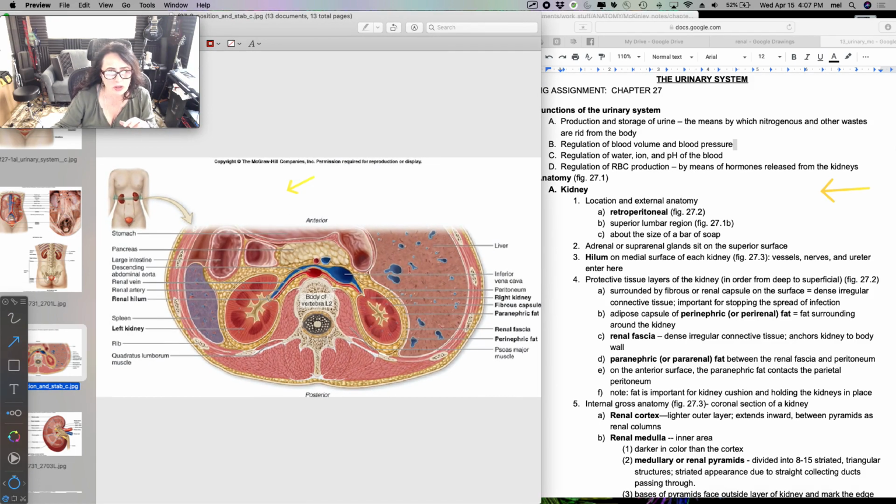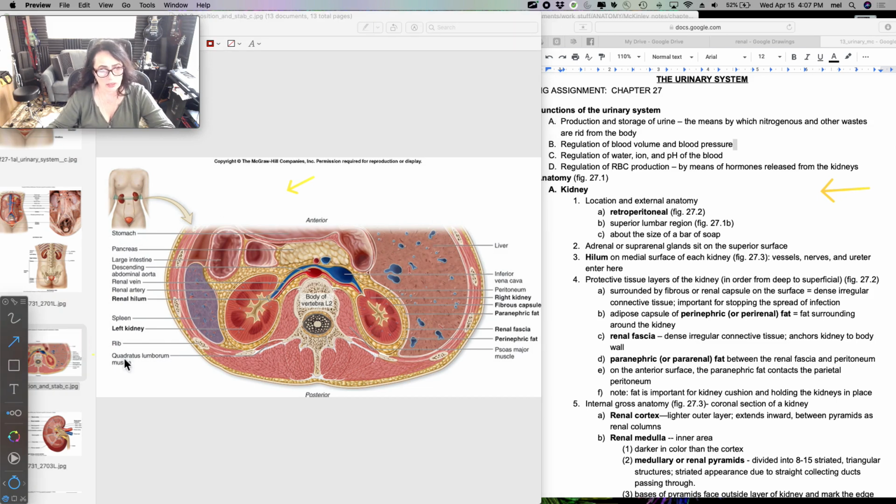This figure is a little hard to understand, but just to show you part of what I'm going to teach you in just a second. All right, so here's the kidneys, right? And this is a transverse or cross section through the L2 region.